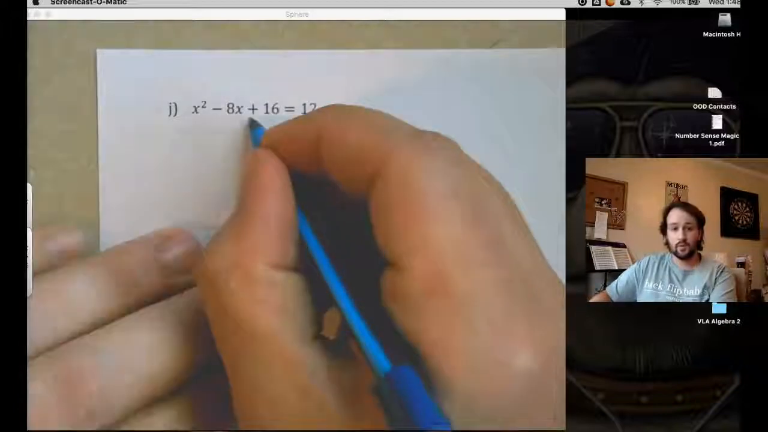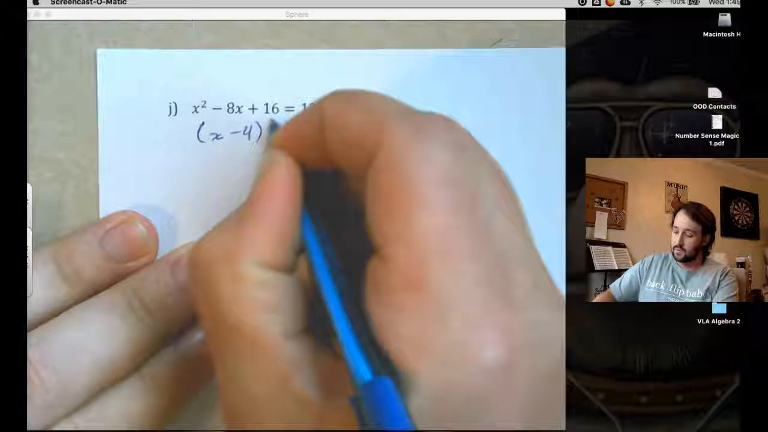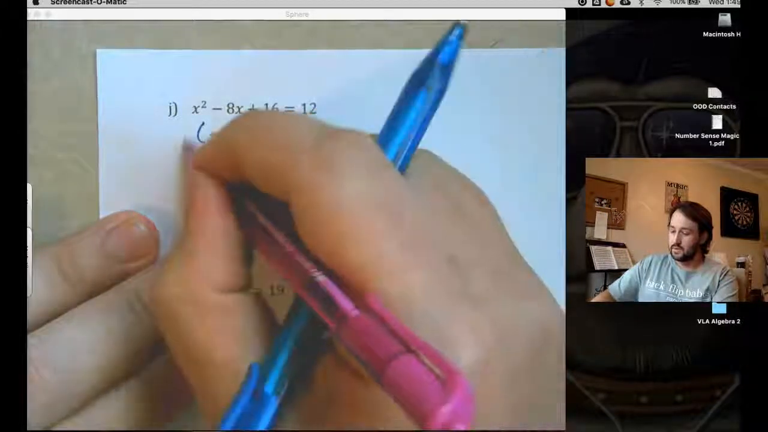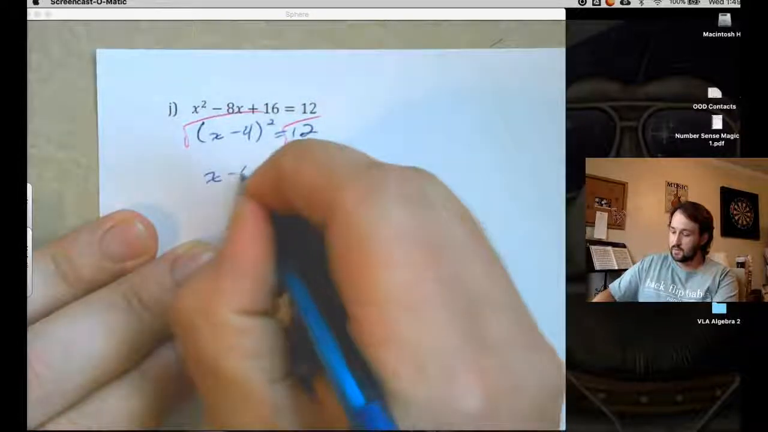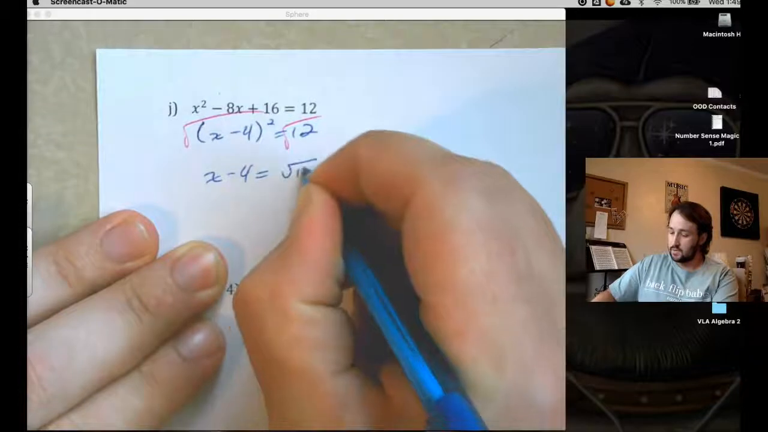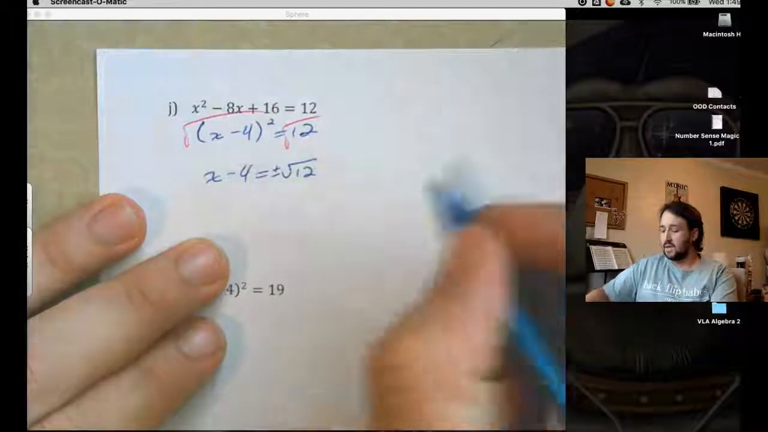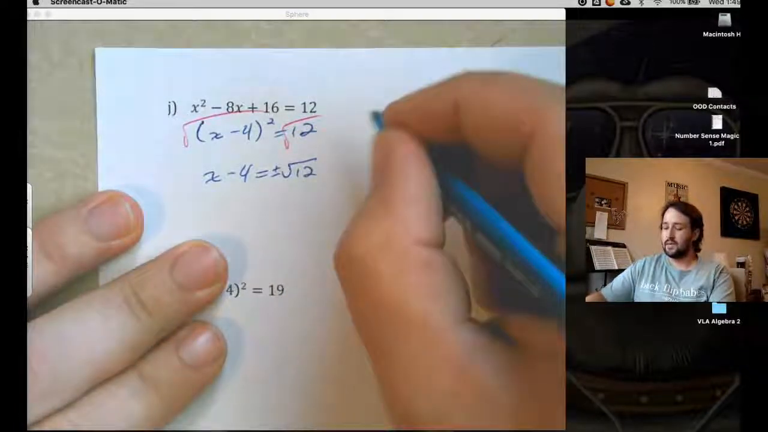This is a perfect square factoring case. So this will factor as x minus 4 squared equals 12. And then I can take the square root of both sides such that I have x minus 4 equals plus or minus square root of 12. So here's something as well. If you have the square root of 12, you guys learned in geometry in Algebra 1 that you can break these down.